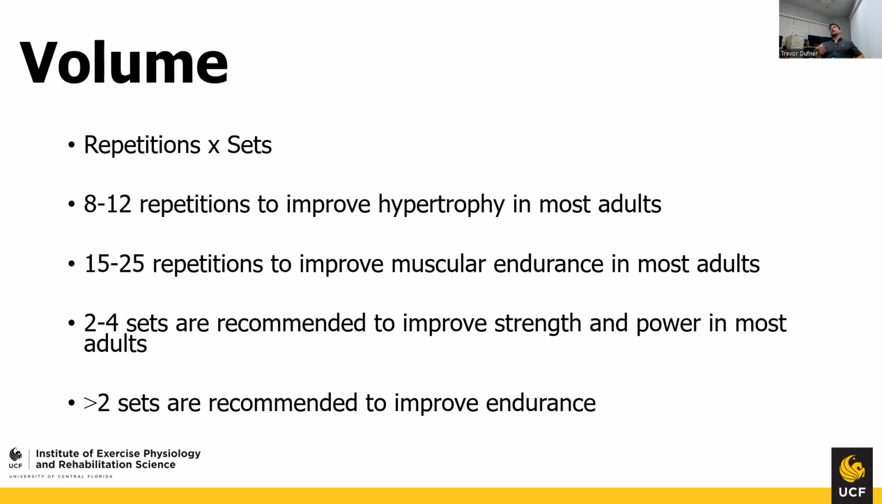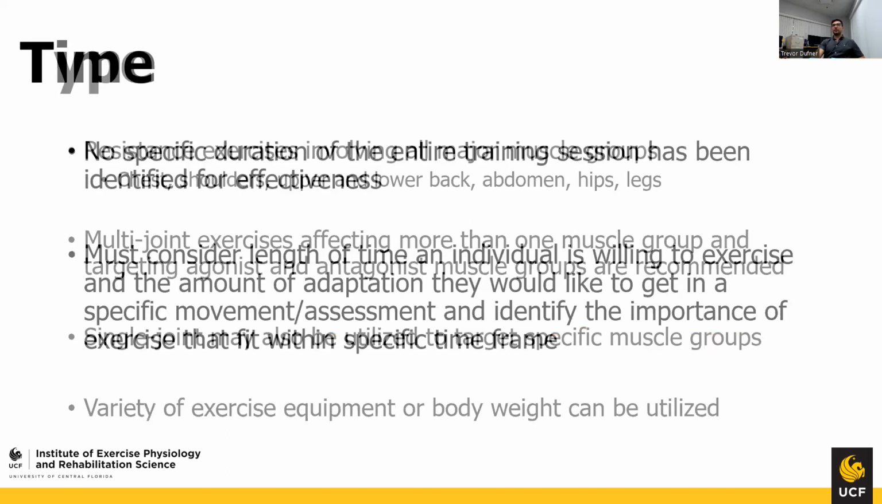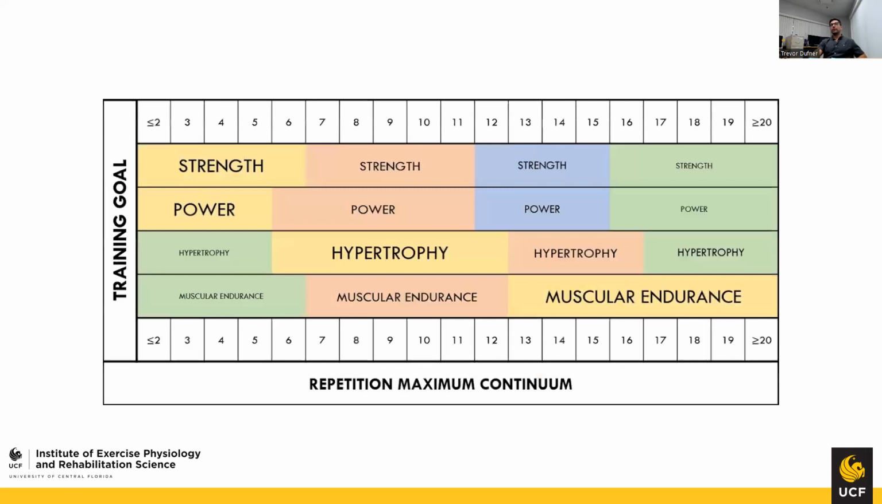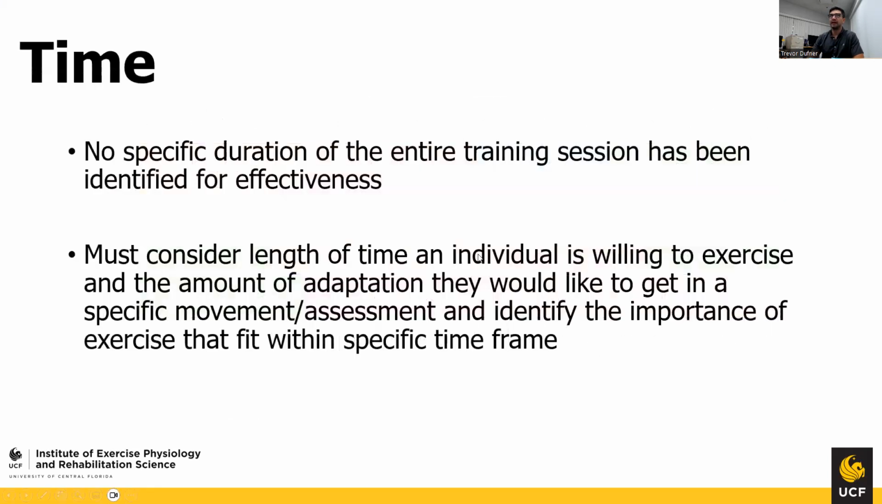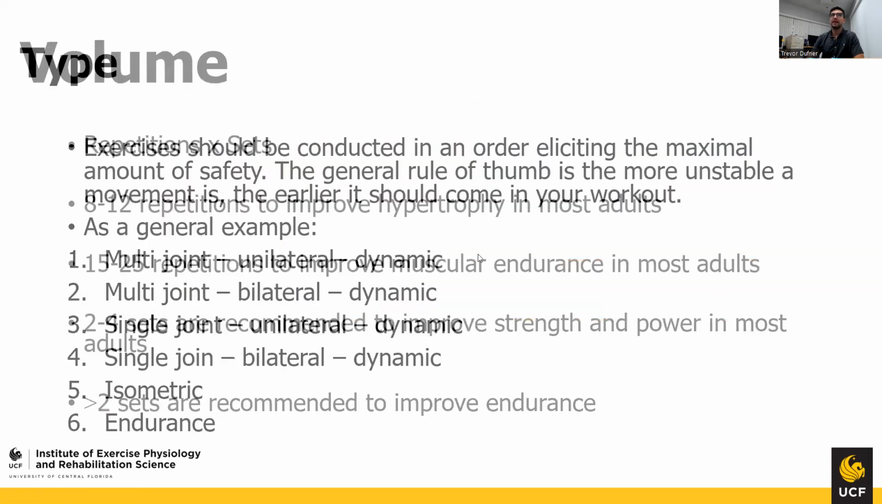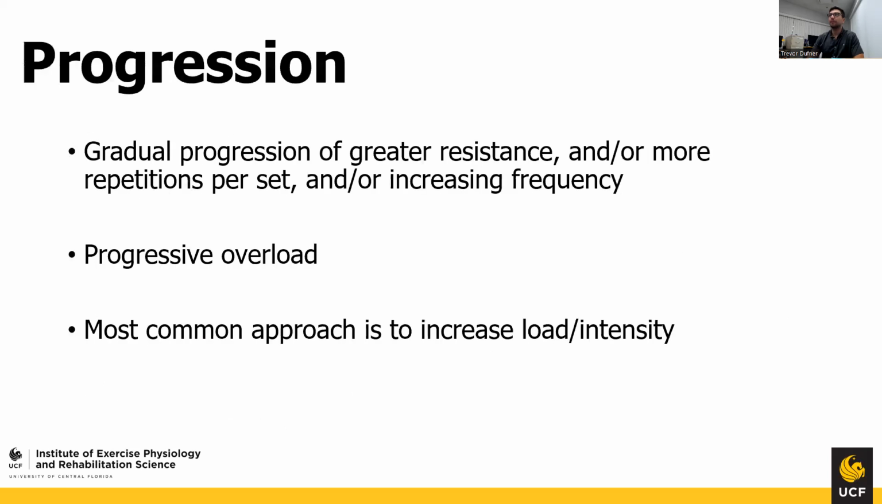So essentially, like the chart that we showed earlier, right? You want to make sure you're hitting the right intensity for these training styles. You want to make sure that you're in the yellow here for these training styles, and you want to make sure that you're giving them adequate rest. And then our final principle, progression, or the principle of progressive overload. So essentially, you want to make sure that you're going through a gradual progression of greater resistance and/or more repetitions per set, or you're increasing the frequency in which they're working out.